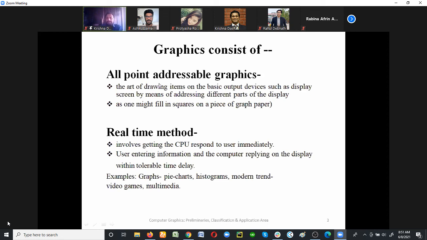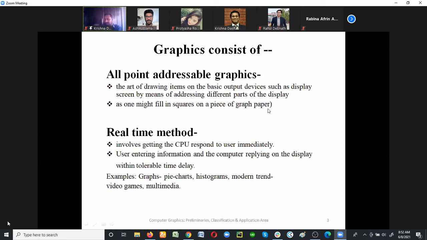So that you can see that in your entire image, you have to identify somehow all the points of it, and then you define or address or give a value on the basis of that, so you can actually identify the image. So whenever we are talking about the art of drawing items on the basic output devices, such as a display screen, by means of addressing different parts of the display.